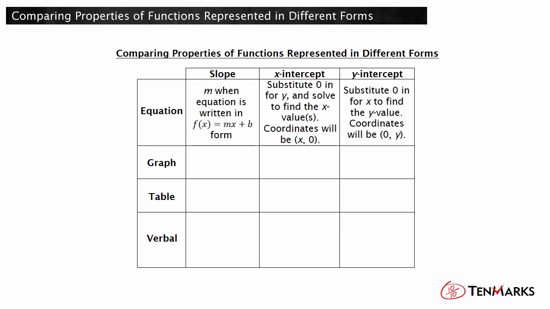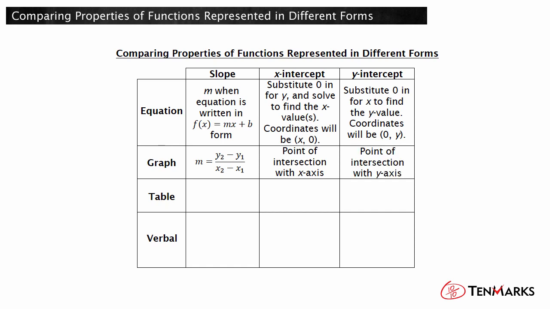In a graph, the slope is the ratio of the change in y values to the change in x values between any 2 points on the line. This is represented by the formula m = (y2 - y1) / (x2 - x1). The x-intercept is where the graph intersects the x-axis. The y-intercept is where the graph intersects the y-axis.